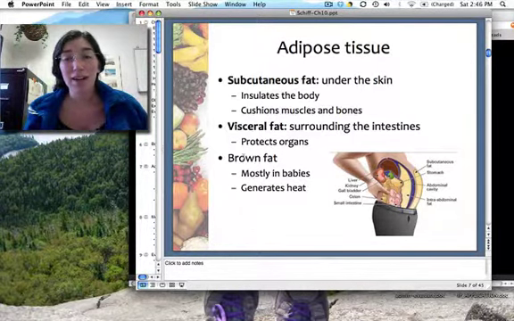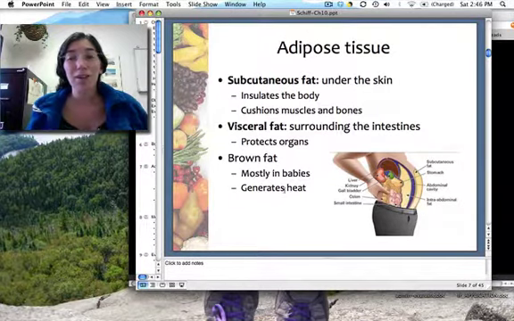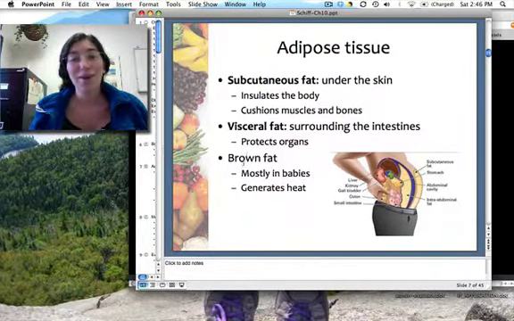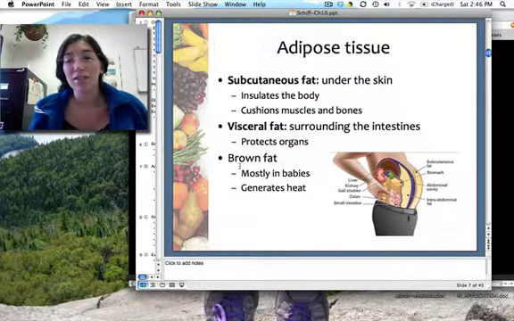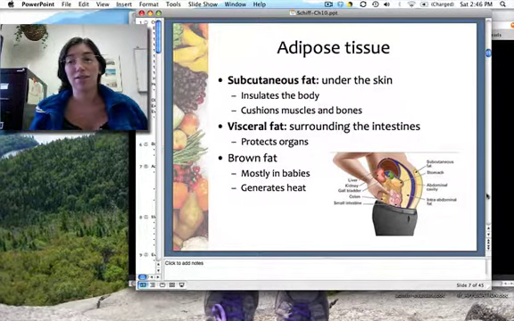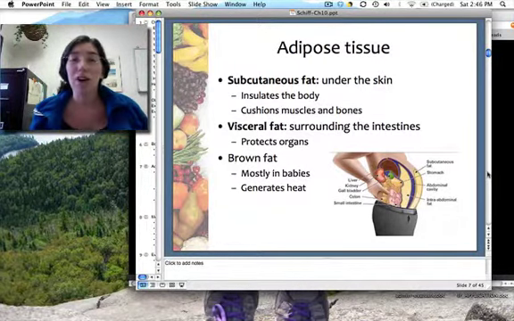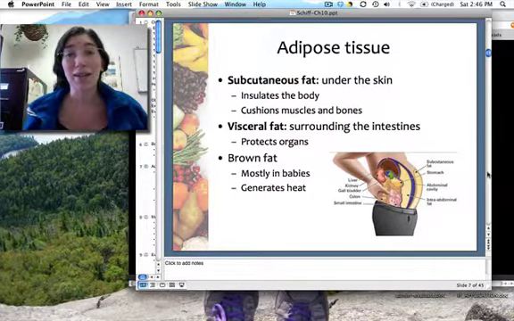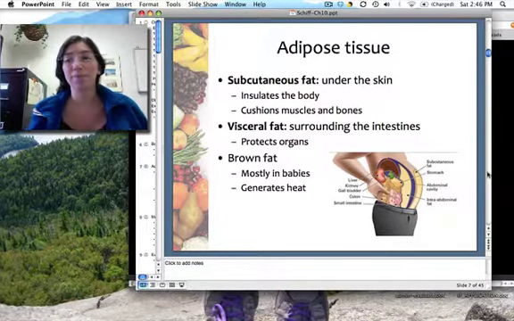Also, brown fat is high in bears and other creatures that hibernate, helps keep them warm through the hibernation period. So brown fat, not really found in adults, not really something that is terribly important or relevant, I think, in this type of a course or in nutrition. It's really the subcutaneous fat and the visceral fat that we're talking about when we're talking about body weight and we're talking about body fat.